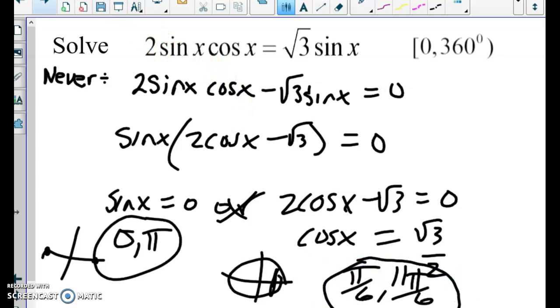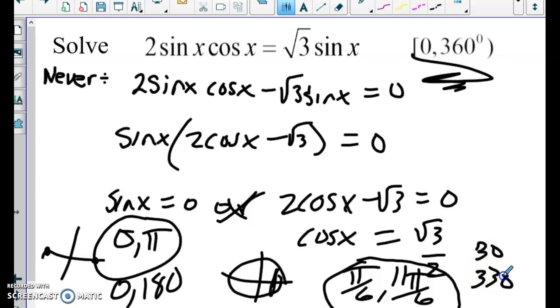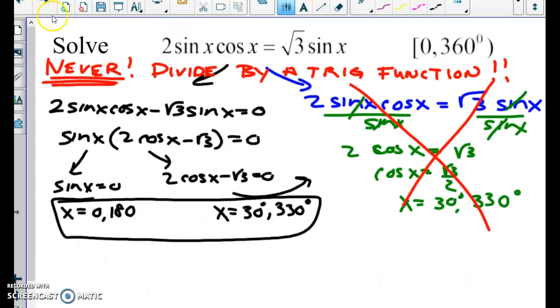Feel free to pause any of these. Oh dear. Oh geez, somebody was going to yell at me because it says degrees here. 0, 180, 30, and 330. Whew, good thing I caught that. Alright, hey, look at that, same answers.